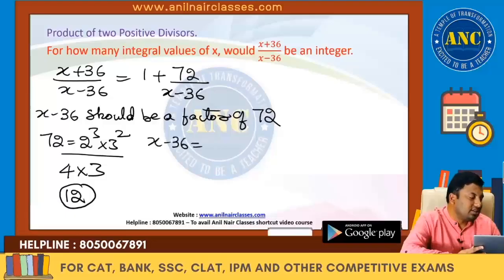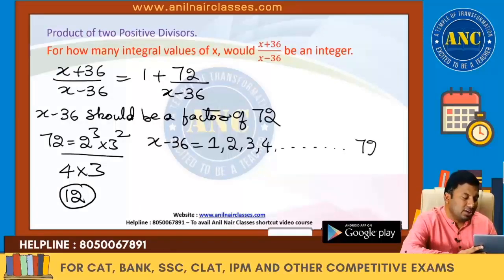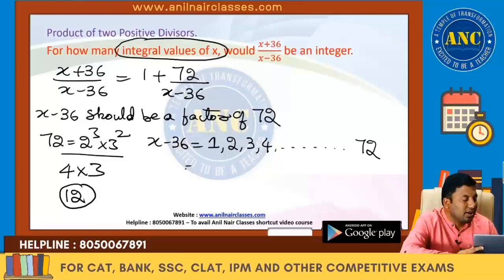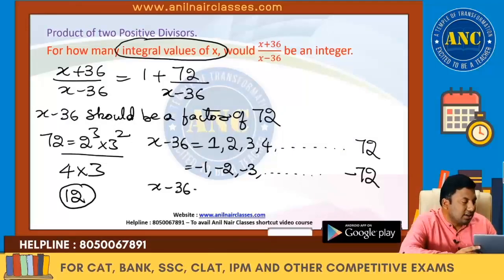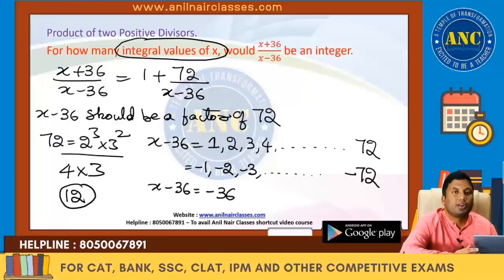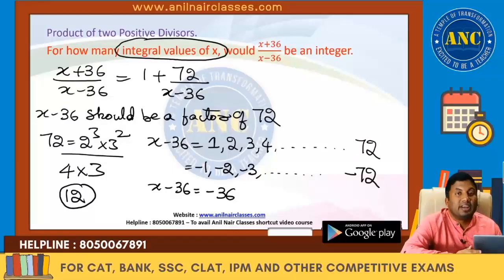x minus 36, just for example, can take 1, 2, 3, 4, and so on up to 72. Are you all with me? Similarly, because the question is about integral values, it can take minus 1, minus 2, minus 3, and so on up to minus 72. If x minus 36 takes minus 36, 72 by minus 36 is minus 2, which is an integer. Are you all with me?